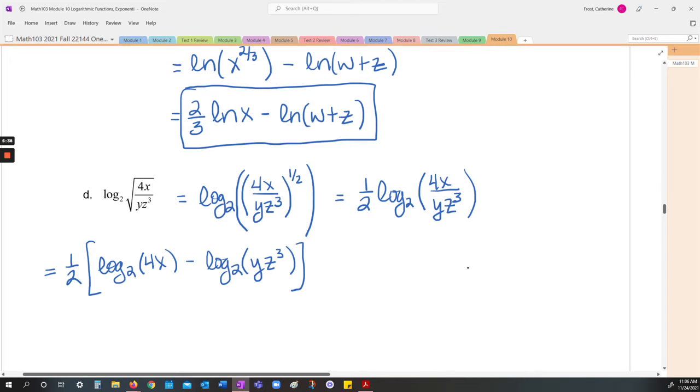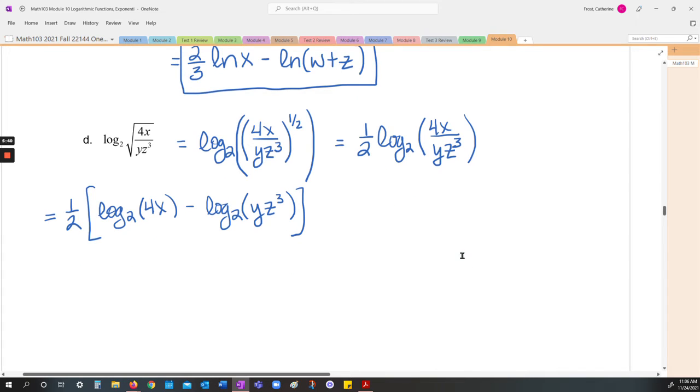Okay, so that was the quotient property. So now each of these has a product, so we can use the product property. So we're going to end up with 4 logs inside these brackets. And this 1/2, we just keep writing it. So this is going to be log base 2 of 4 plus log base 2 of x.